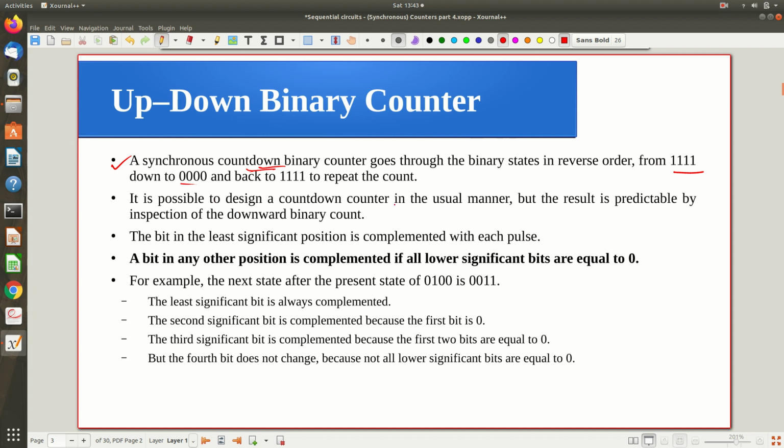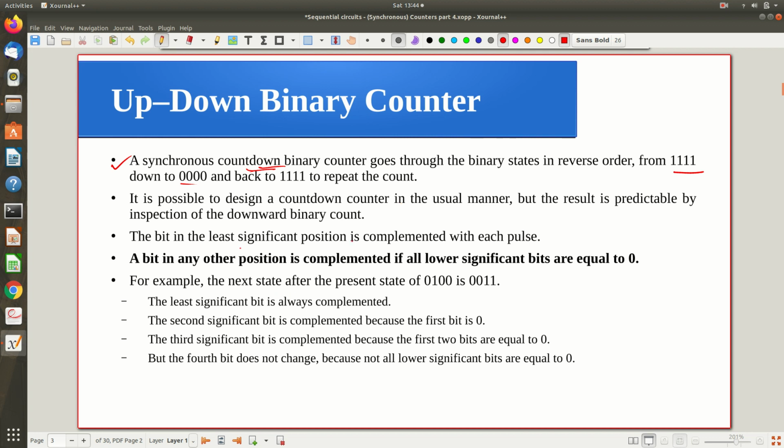So it is possible to design a countdown counter in the usual manner, but the result is predictable by inspection of the downward binary count. You know, the usual manner is the state table method, but you know the problem, right? For bigger bit counts, it will be difficult to do, right? It's a tedious thing. So we can make some observation, right? Inspection of the downward binary count, and we had that count.